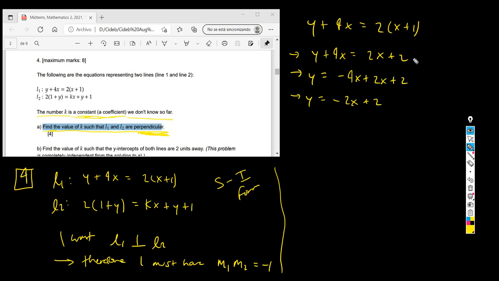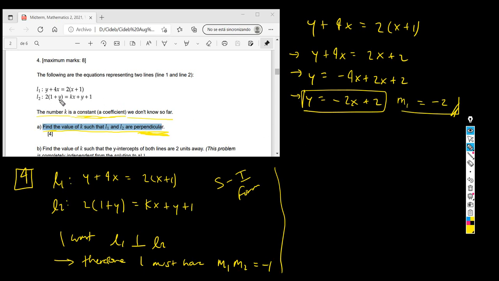That's it. I'm done. Let me check if I did everything correct. So this equation is the same as this one, but this is in slope intercept. So right away I can see that m1, the slope of the first line, is -2. Okay, and I just put that in here. I mean, this is not any answer to my problem, right? But I'm gonna make use of this fact.